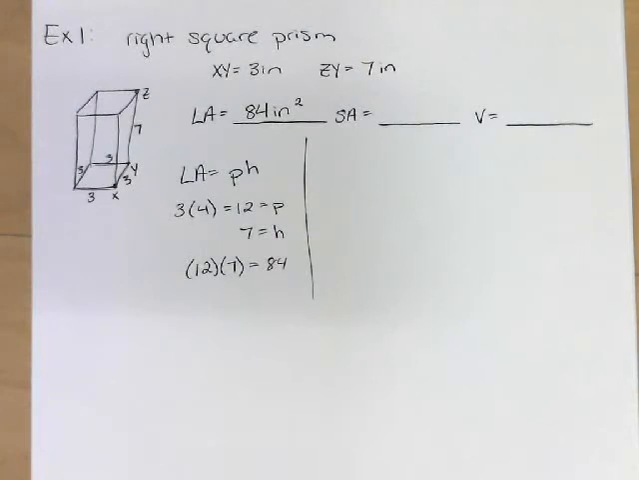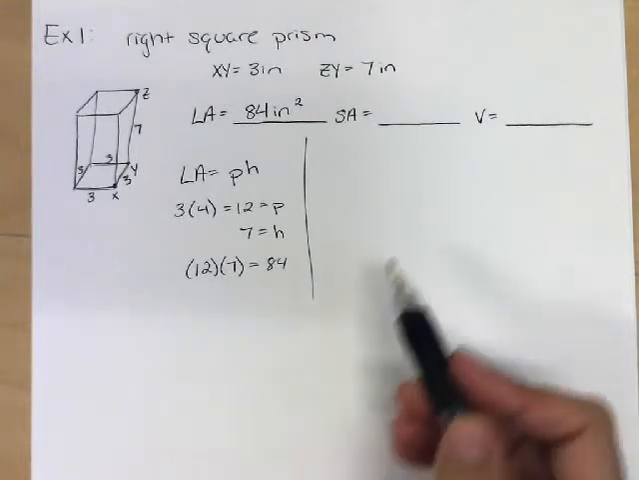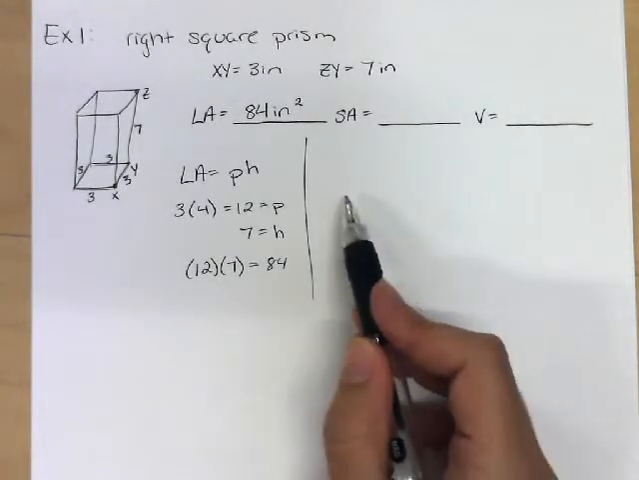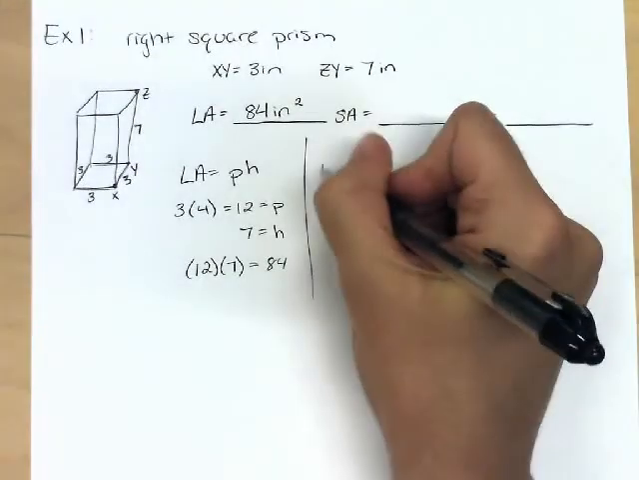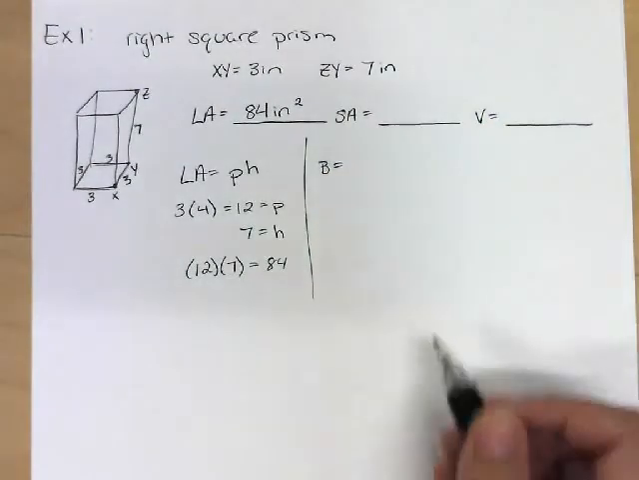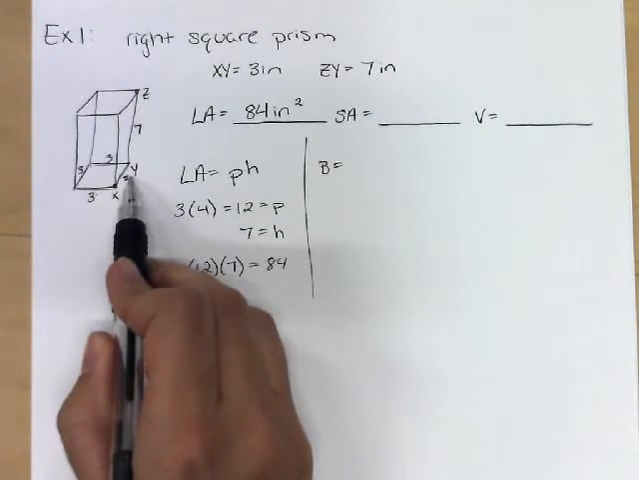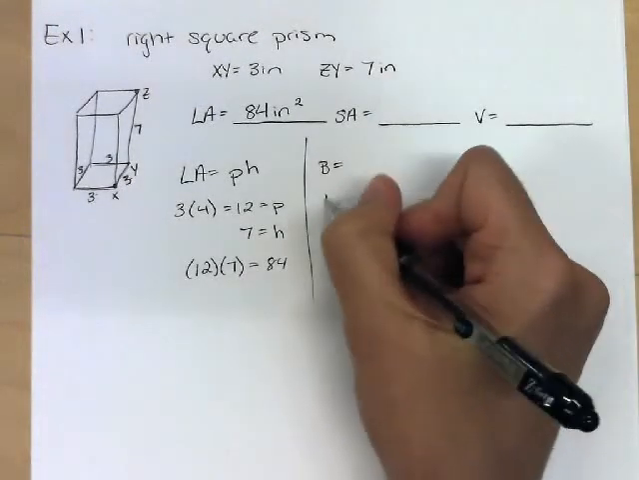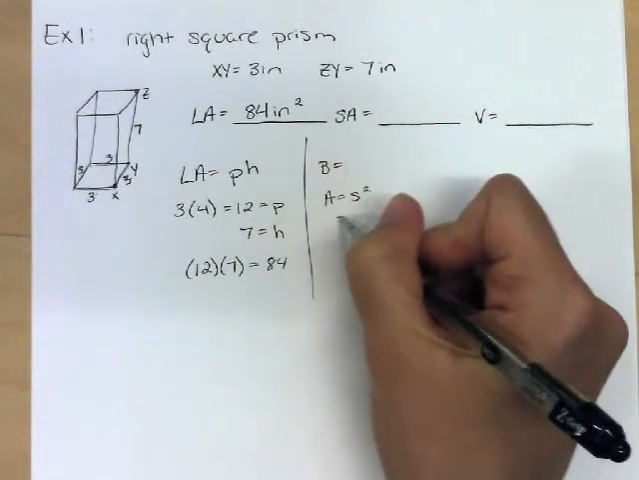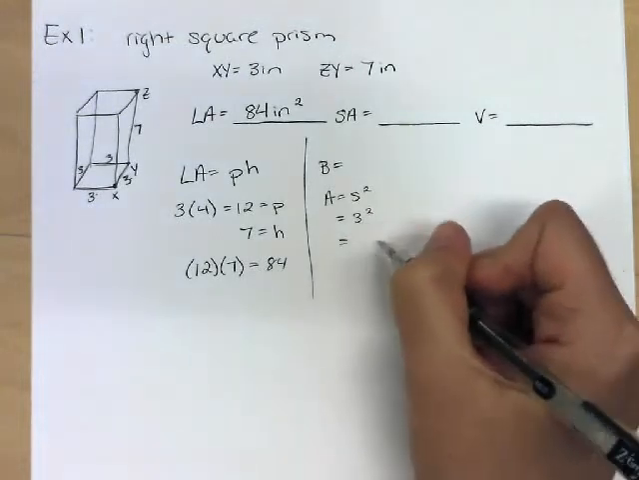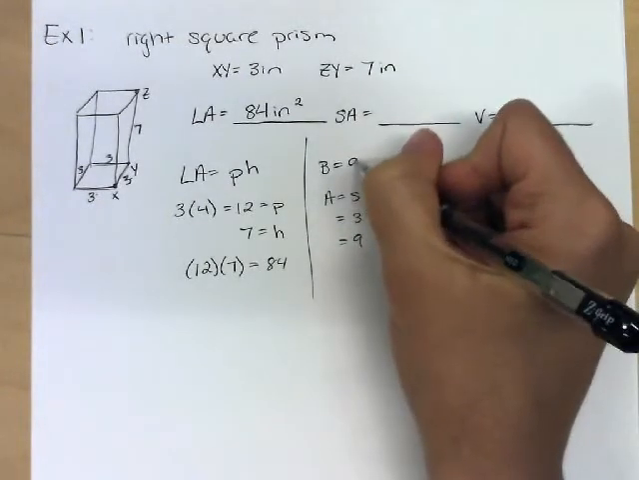For the surface area, remember, we're going to take that value, the lateral area value, and we are going to add it to 2 times the area of the base. So let's figure out what the area of the base is. Well, this is a square with sides that are 3. So area equals side squared, or 3 squared, and that's 9. So the base area is 9.